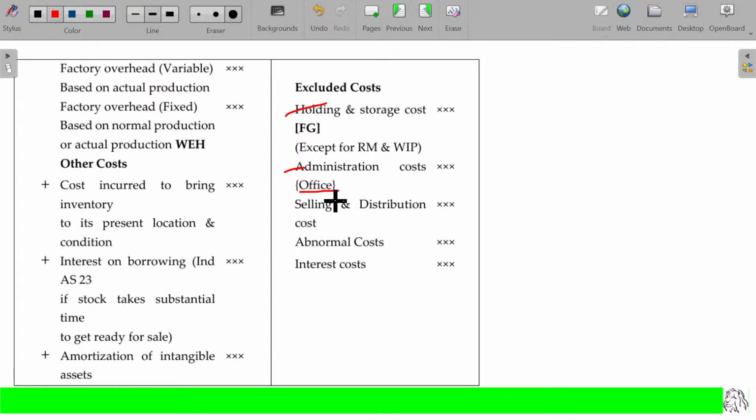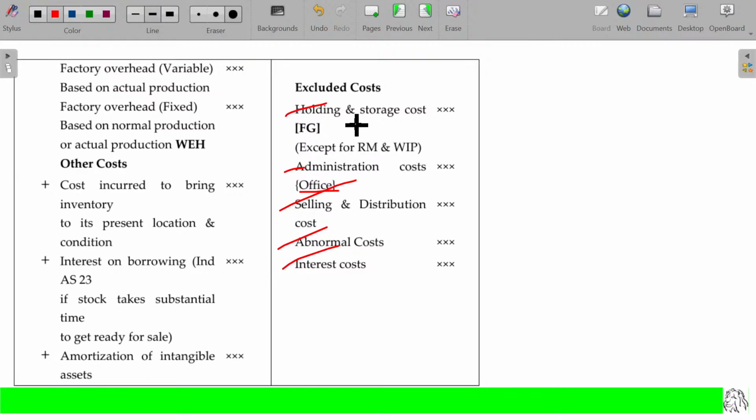So in case of administration, we have two administration costs. One is office administration, another one is factory administration. In case of factory administration, the cost of production only can be includable. But in case of office administration, it will not be taken. Any cost after the production will not be forming part of the cost. The costs after the production being the office administration, selling and distribution. Even abnormal losses and gains will not be considered. Interest cost will not be considered.